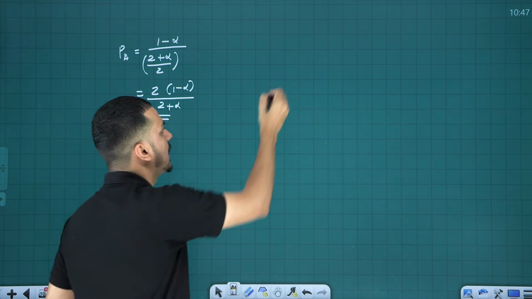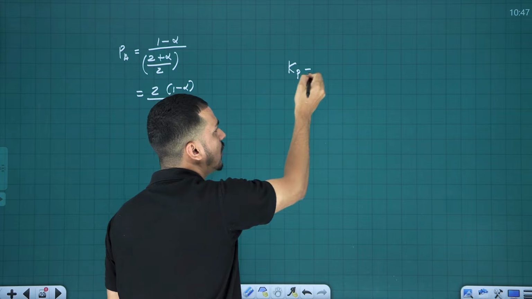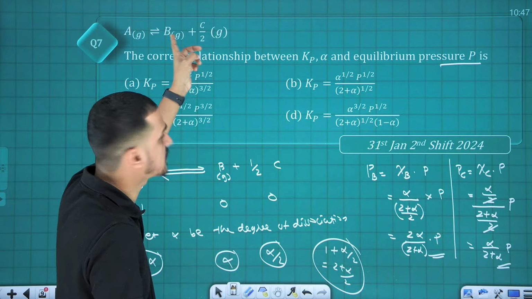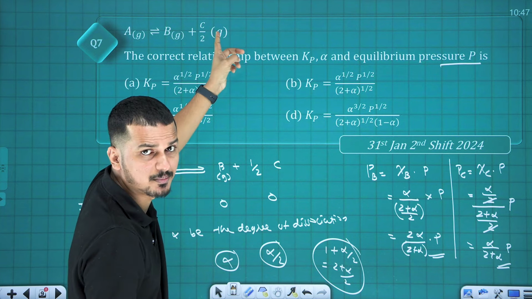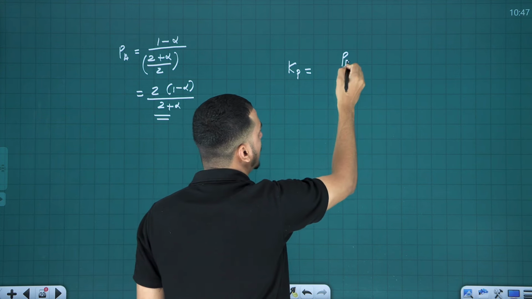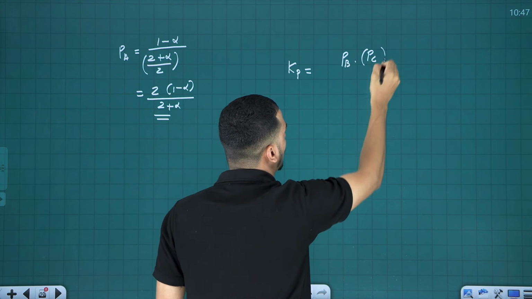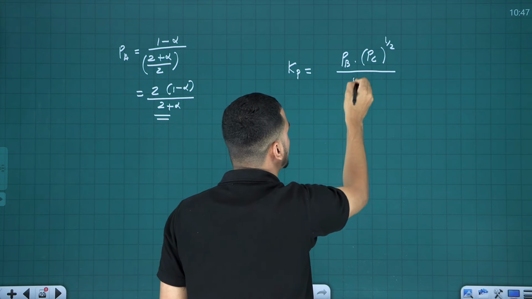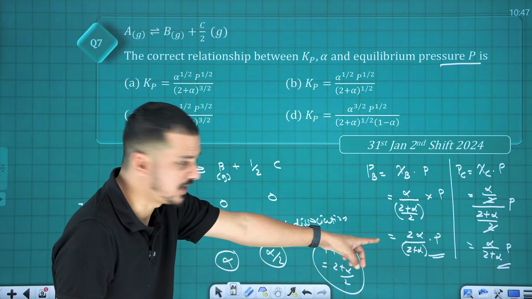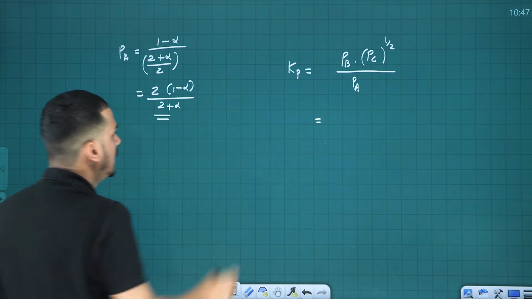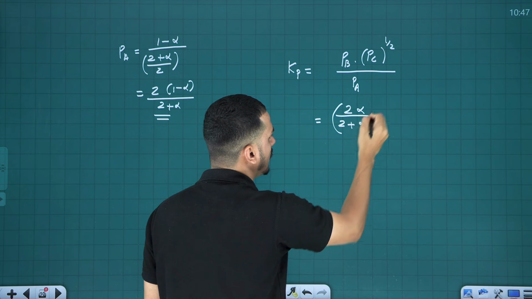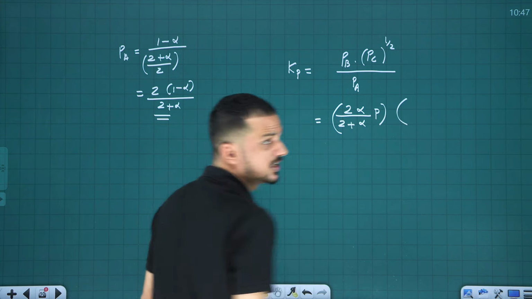Now how can I write the Kp equilibrium constant in terms of pressure? Partial pressure of B into partial pressure of C raised to 1 by 2, divided by partial pressure of A. What about the partial pressure of B? That we already found as 2 alpha divided by 2 plus alpha into P.